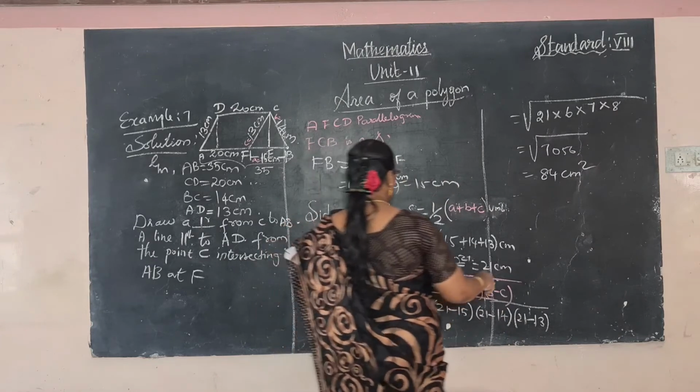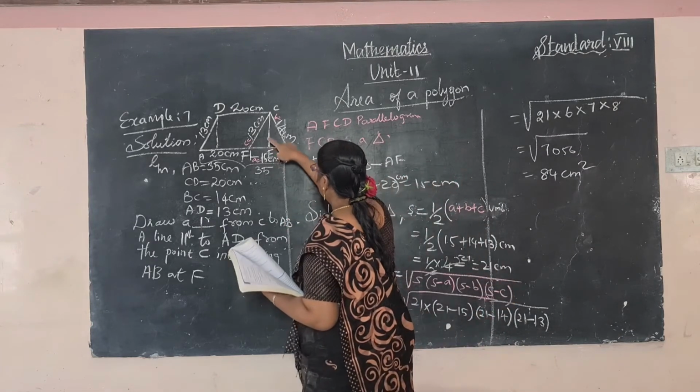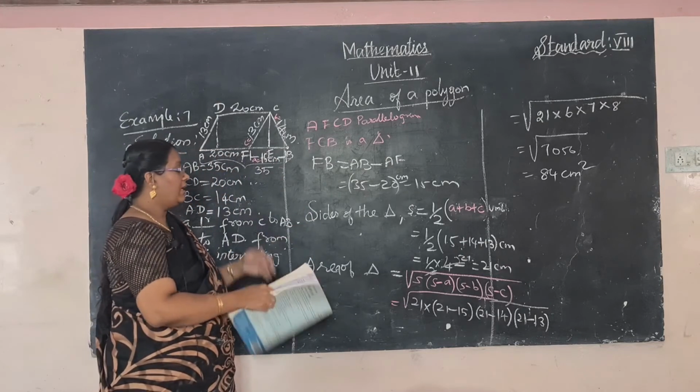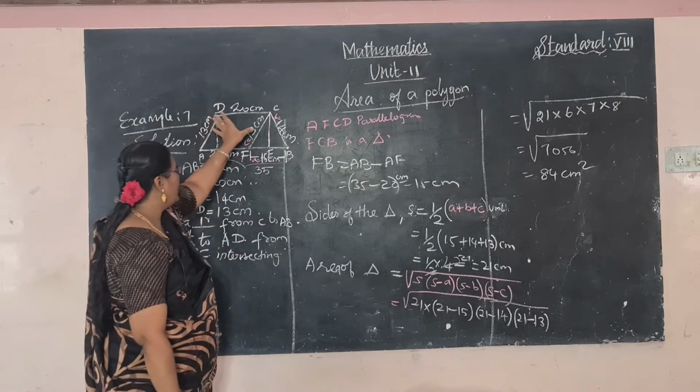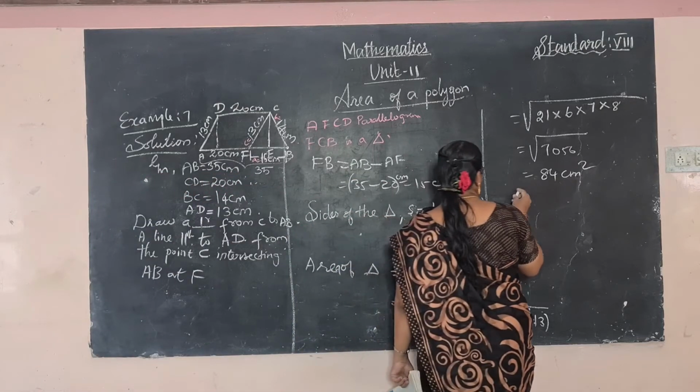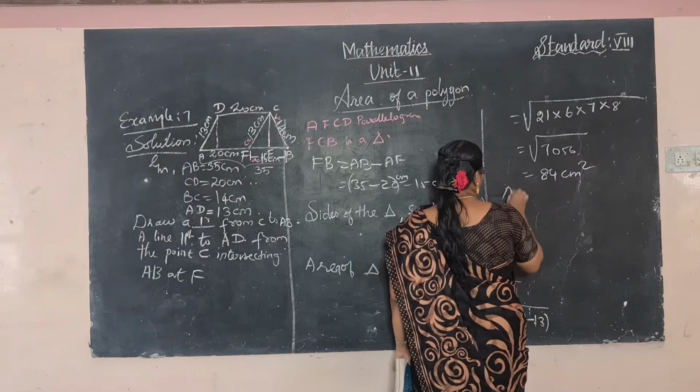Now we have calculated the area of the triangle. Now we have to find out the area of the parallelogram. The area of the parallelogram formula is base into height.